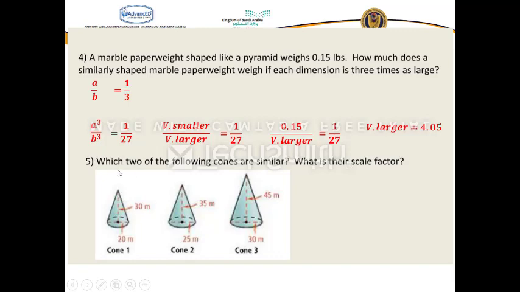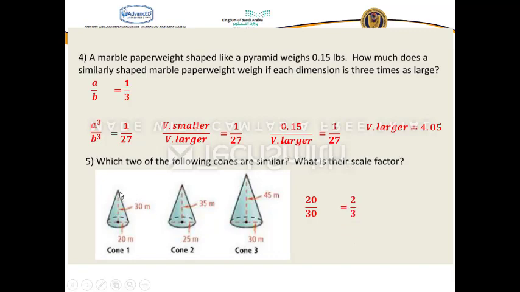Look at the last question. Which two of the following cones are similar? What is their scale factor? Here, looking at the first cone and the last one, cone 3, this radius is 20 and its corresponding radius in the other solid is 30. By dividing both of them, we get 20 over 30. After simplifying, we get 2 over 3.